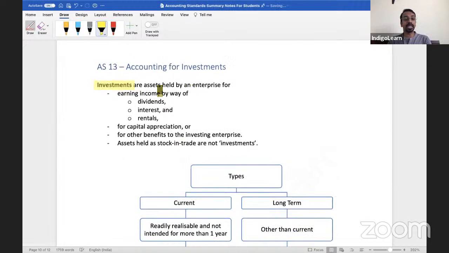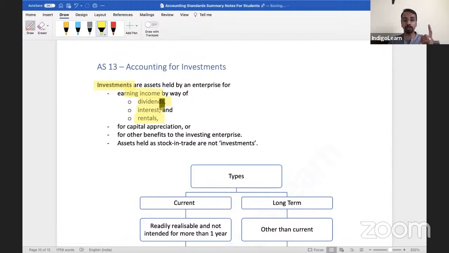Okay. Accounting for investments. What are investments? Investments are assets held by an enterprise for earning income. How? Dividends, interest, or rentals. When I say dividend, maybe they have acquired shares. When I say interest, maybe they have invested in some bonds or debentures of a company. When I say rentals, maybe they have purchased an investment property. Okay. So these are the assets.